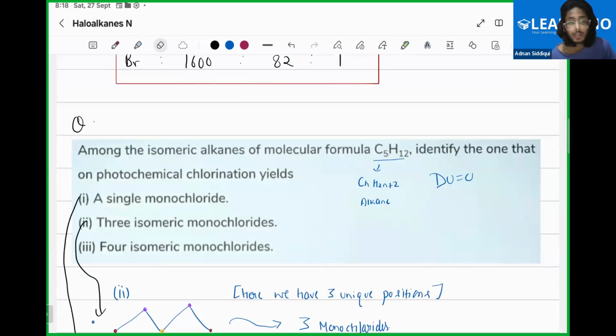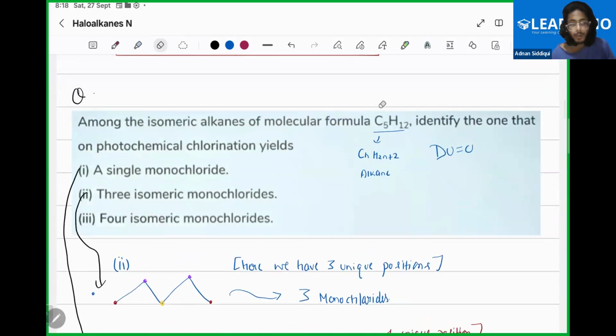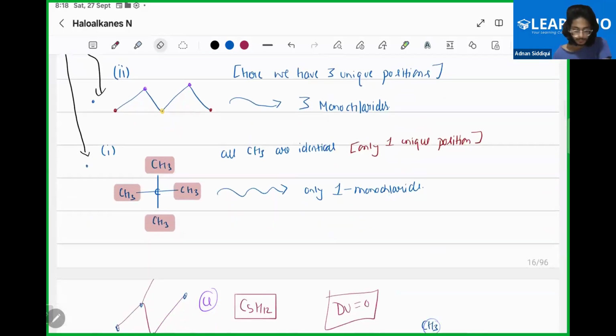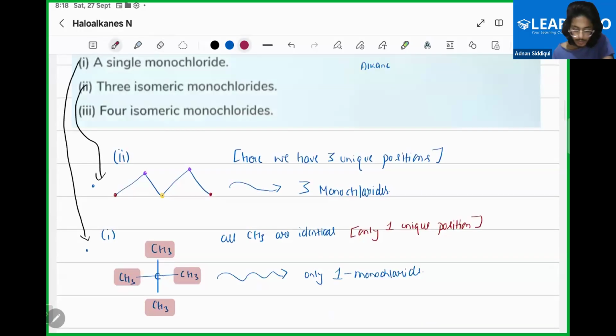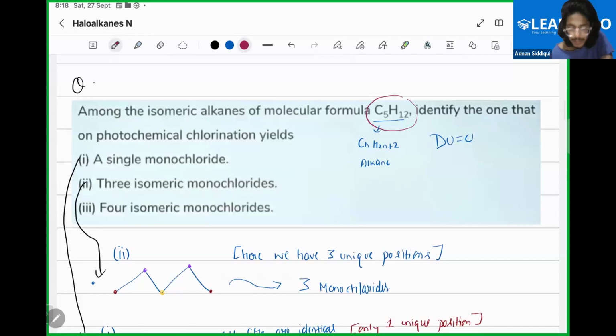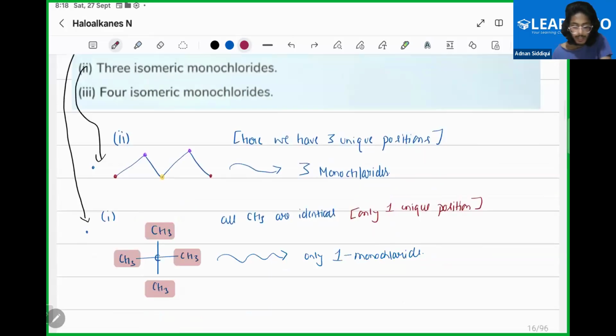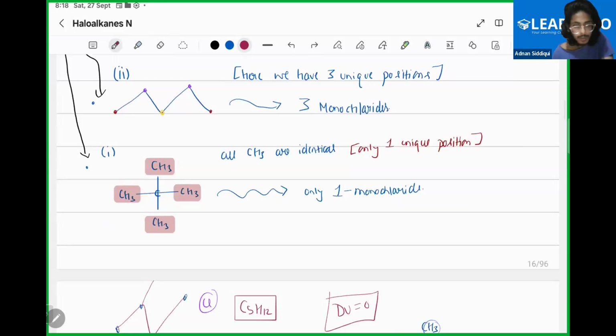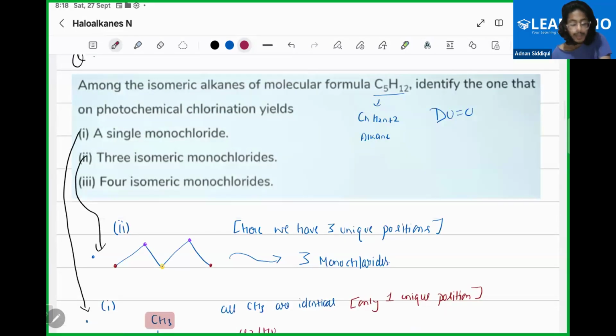This is based on your isomers. Basically, it is asking how, if you are doing the chlorination of this compound, you are going to get a single monochloride. You can create several isomers from this single molecular formula, and you have to see all of them. If you do the chlorination of it, reacting it with Cl2 in presence of h nu, which is sunlight, you will get a single monochloride, right? And the second part is three isomeric monochlorides.